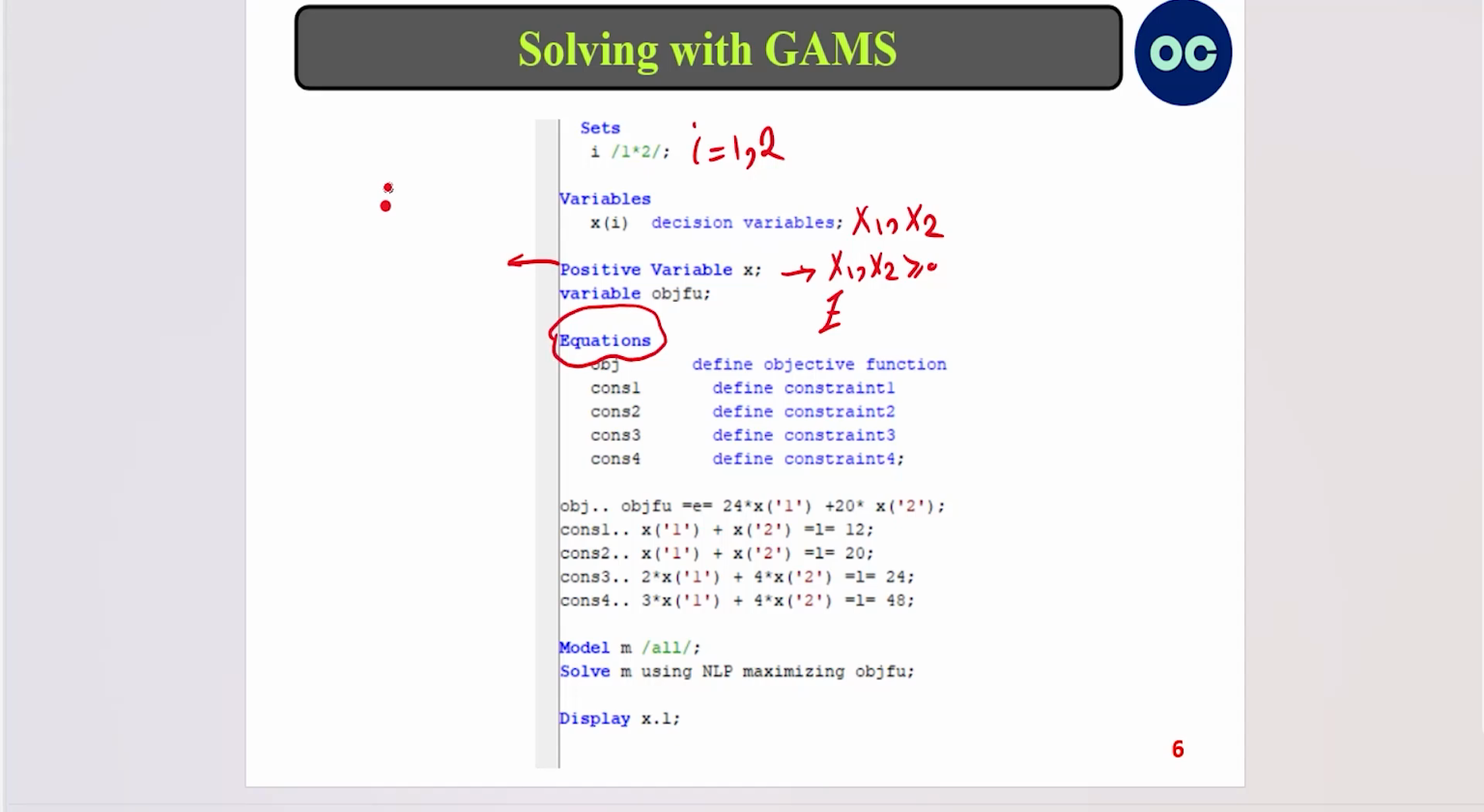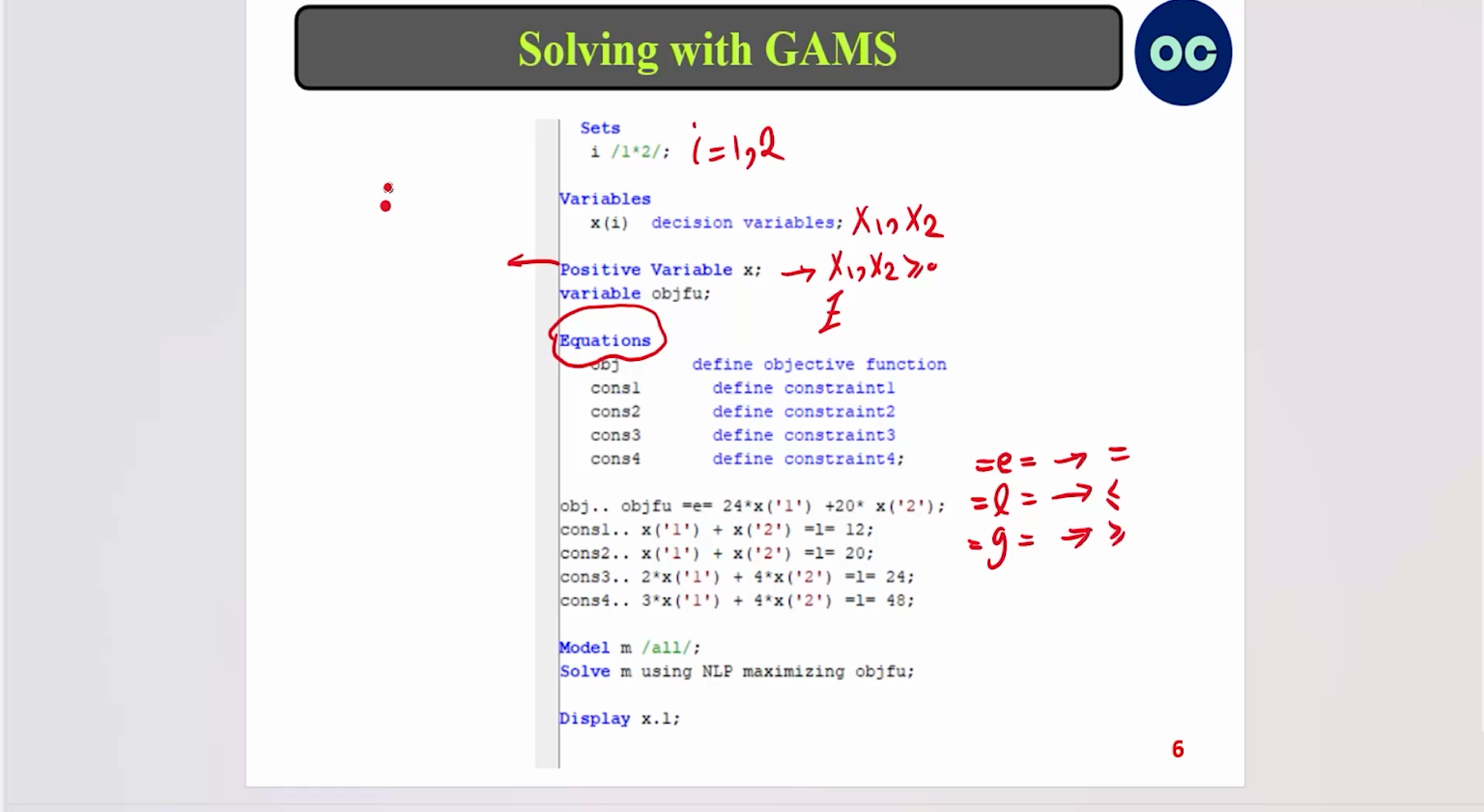Okay, obj, cons 1, cons 2, cons 3, and cons 4. Here obj fu is equal to 24x1 plus 20x2. We have 4 signs for inequality or equality in GAMS. E equal means equal. L equal means less than. And G equal means greater than.